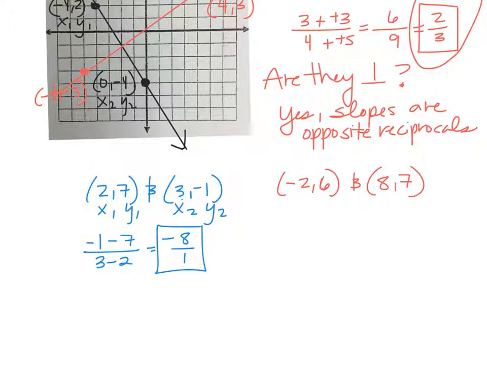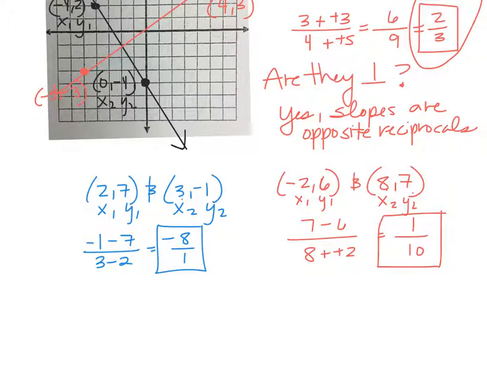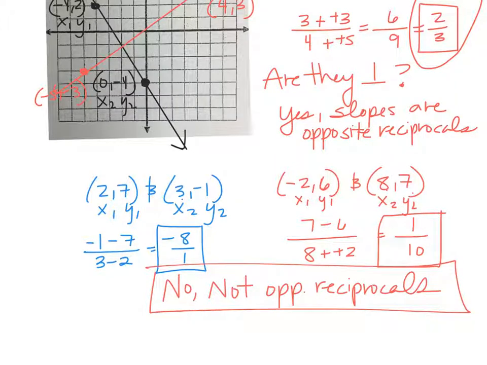For the red one then, if I did x1, y1, and x2, y2, then it would be 7 minus 6 over 8 minus a negative 2. 7 minus 6 is 1. 8 minus a negative 2 is 10. Are those going to be perpendicular lines? Why not? They're not opposite reciprocals. Okay, so this would be a big no. Okay, questions on that?